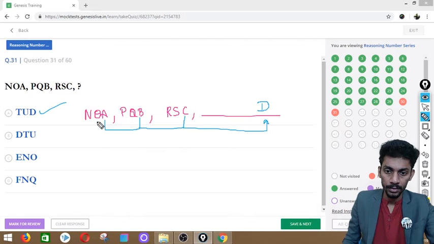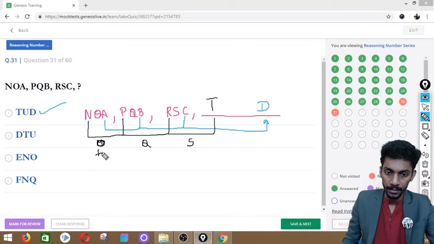Next, N, O, P. Then P to R, Q is missing. R, S should be missing and you should get one more letter. So it should be T. It is like plus 1, plus 1, plus 1. That is T. Correct? N, O, P, Q, R, S, T. That's the pattern for it.